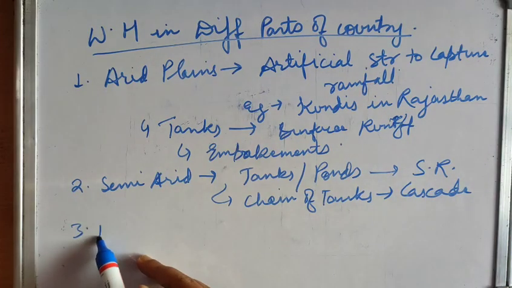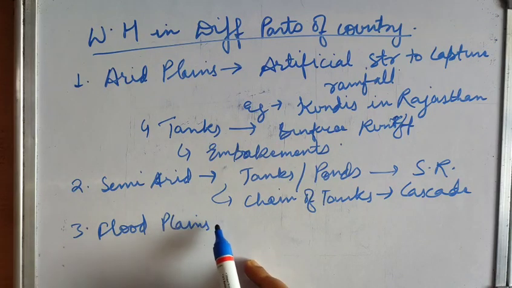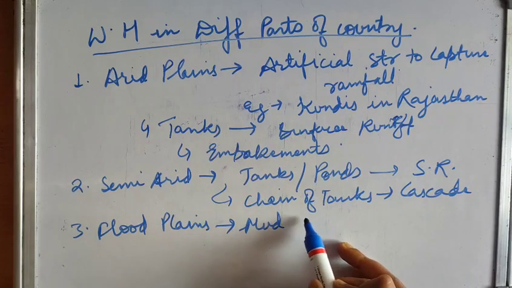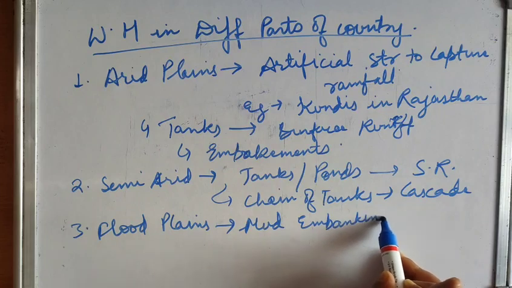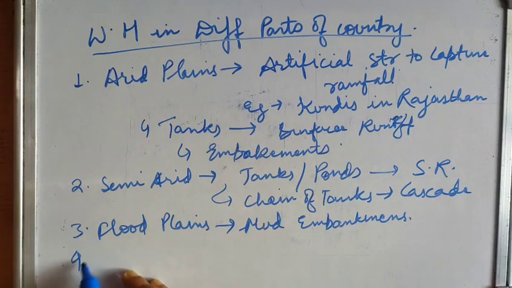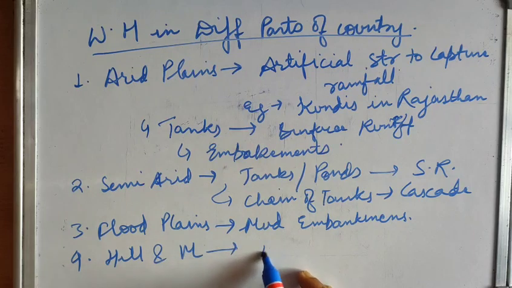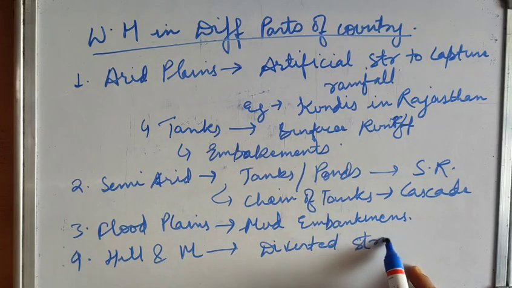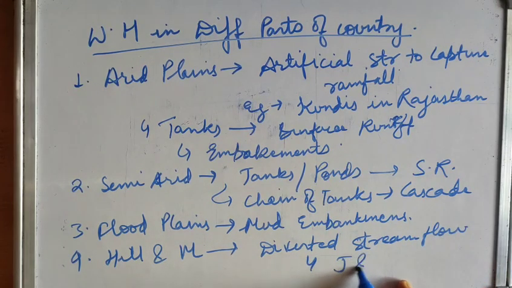In the flood plains, we used to make embankments, mud embankments. In hills and mountains, we use the diverted stream flow method. This can be seen in Jammu Kashmir, Himachal Pradesh, etc.